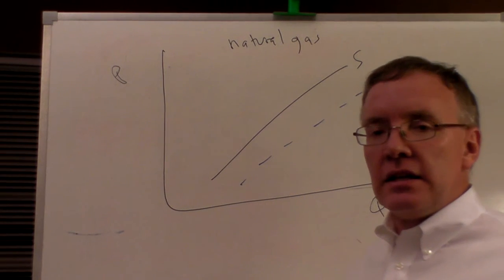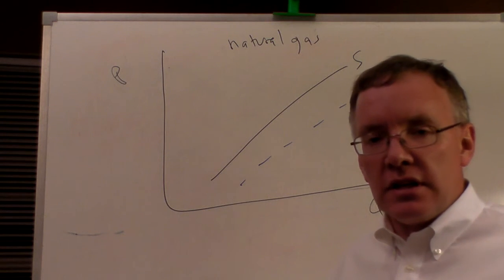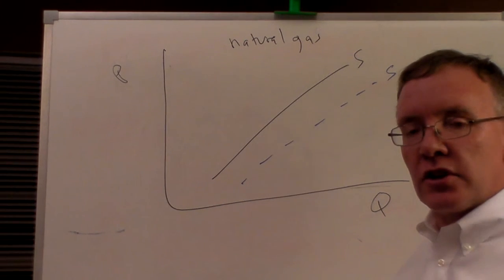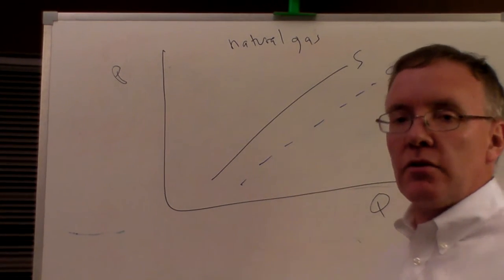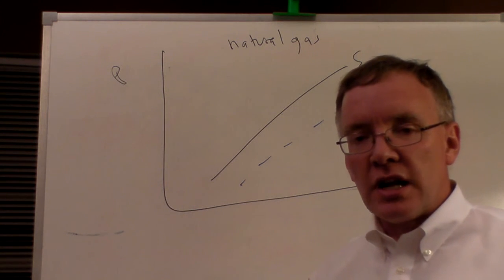And then finally, the number of producers is going to shift the supply curve. The more producers, the farther to the right the supply curve is going to go, because the supply curve in the market is just the sum of all the individual supply curves of all the individual suppliers or producers in the market.